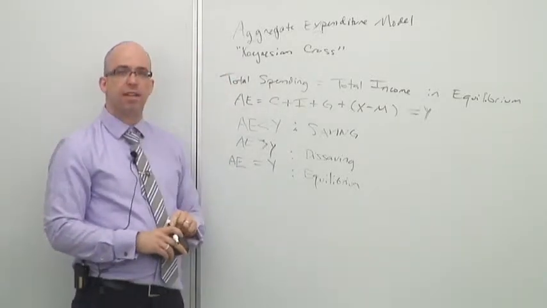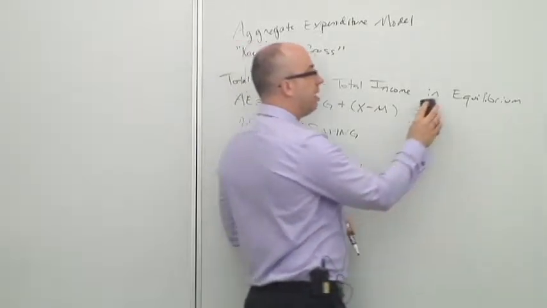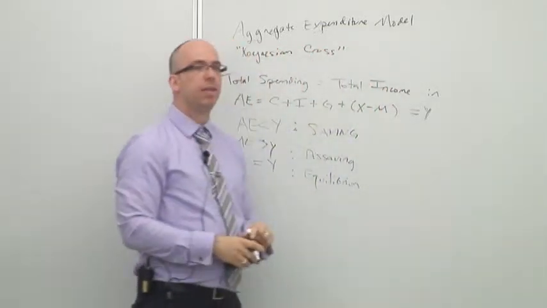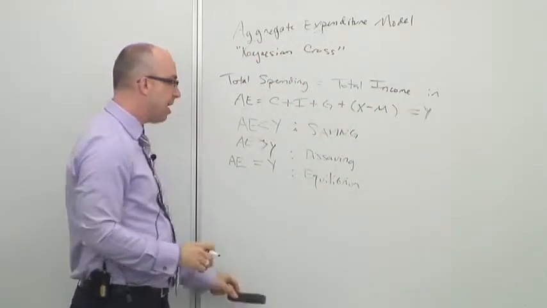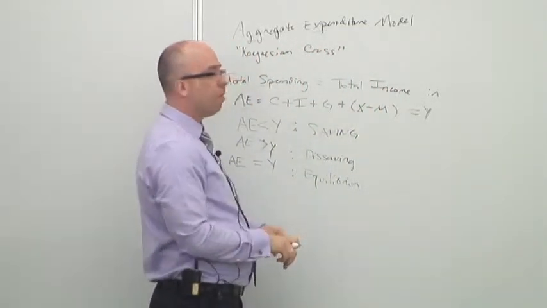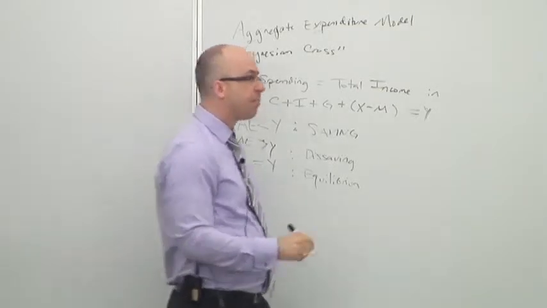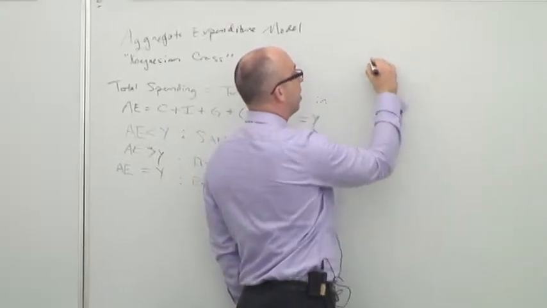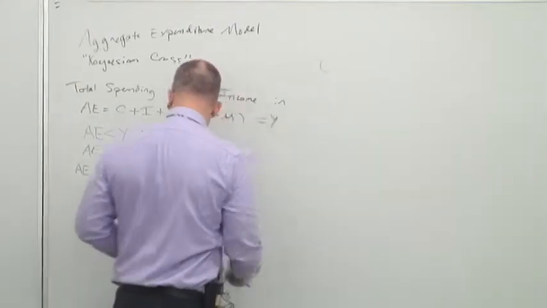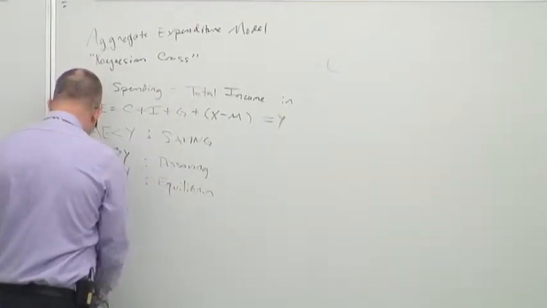So how do we model equilibrium GDP? This is how we're going to model equilibrium GDP. Now, we're going to have a graph, and we're going to talk about the math behind it. So first of all, we're going to have something called the consumption function.